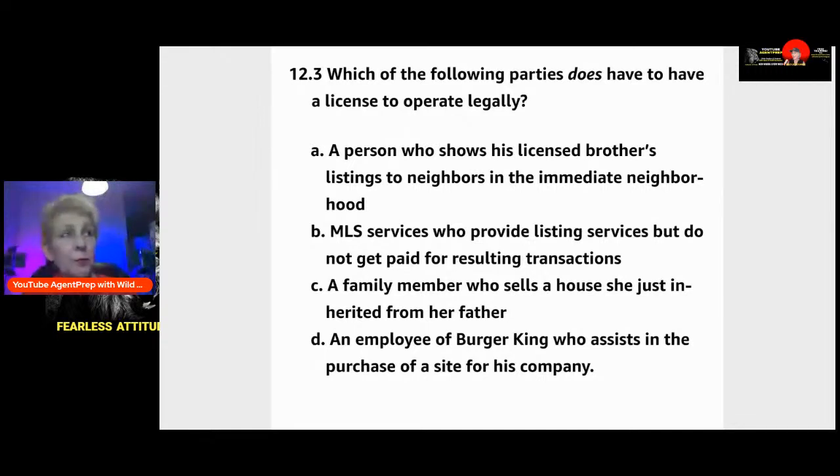All right, number 12.3. This is dealing with the Texas Real Estate Commission. Which of the following parties does have to have a license to operate legally? A, a person who shows his licensed brother's listing to neighbors in the immediate neighborhood. B, MLS services who provide listing services but do not get paid for resulting transactions. In other words, they're not representing somebody. Or C, a family member who sells a house she just inherited from her father. Or D, an employee of Burger King who assists in the purchase of a site for their company. Type your answer in the chat.